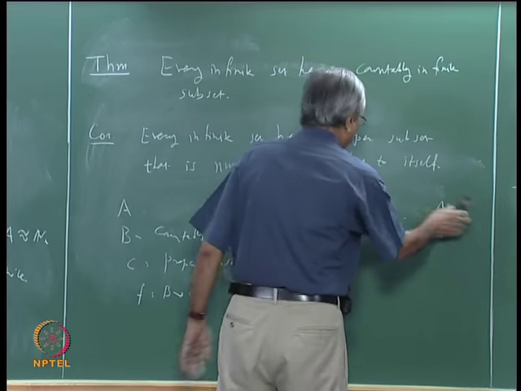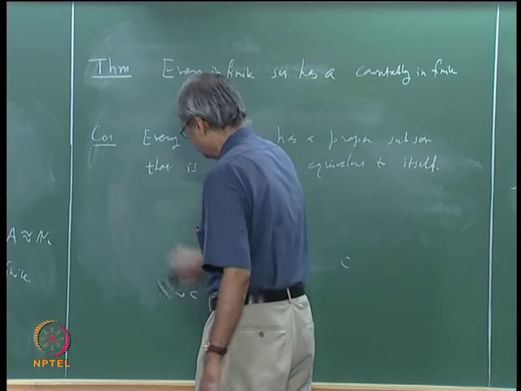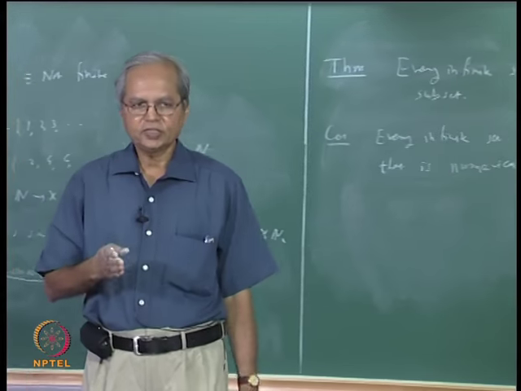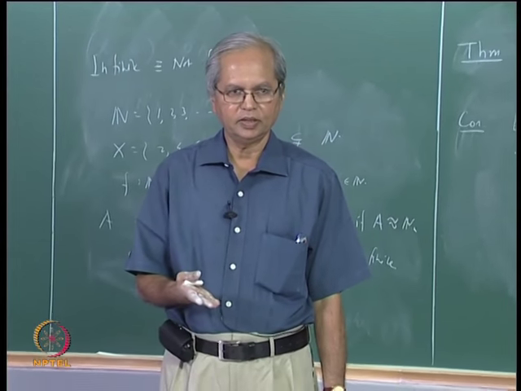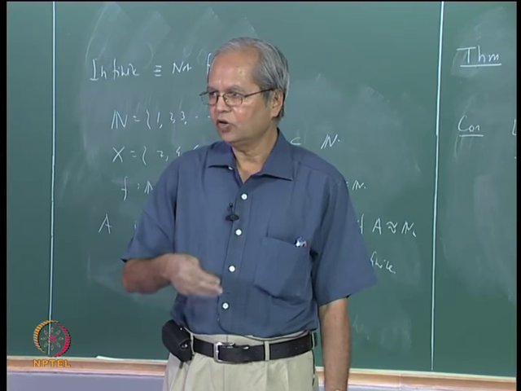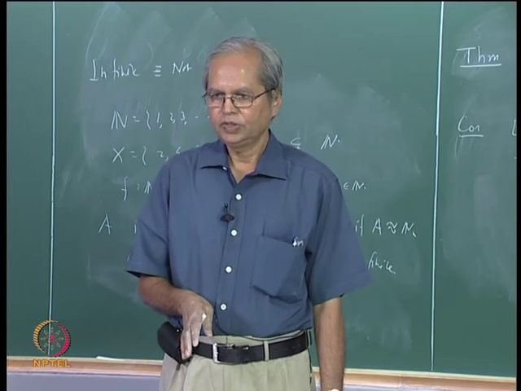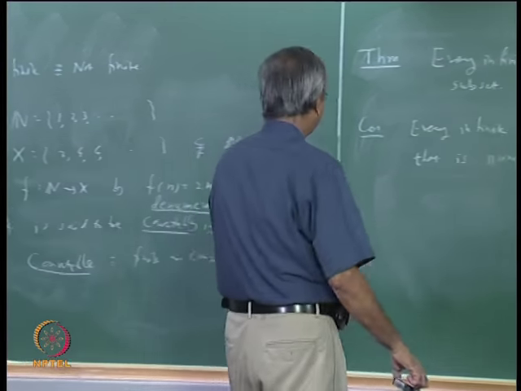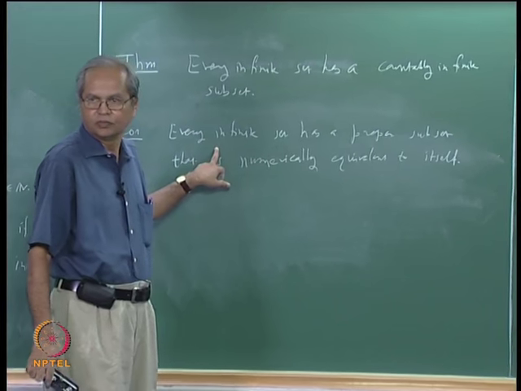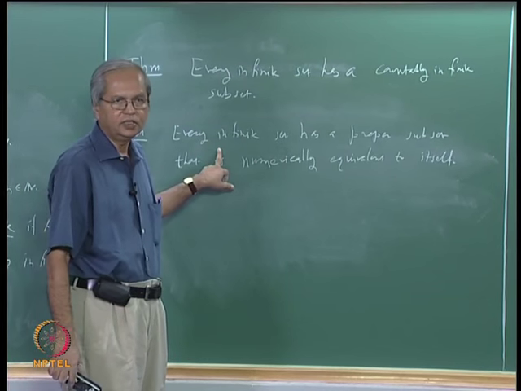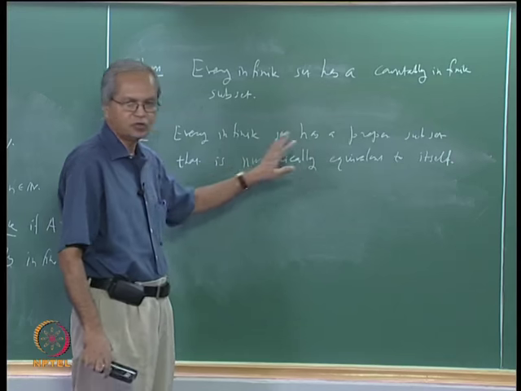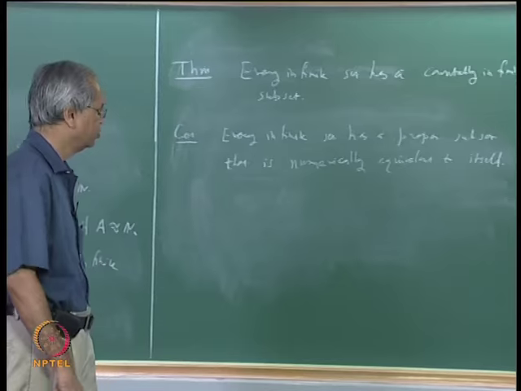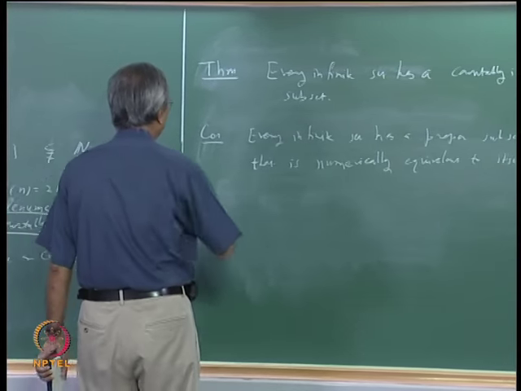Okay. And what it means is that this is the fact which differentiates between finite and infinite sets. A finite set cannot have a proper subset which is numerically equivalent to it. An infinite set will always have a proper subset which is numerically equivalent to itself. And that is why in some books this is taken as a definition of an infinite set, and then you define a finite set as the one which is not infinite, etc. That is another approach of going about the whole thing. Let us now come to the proof of this.